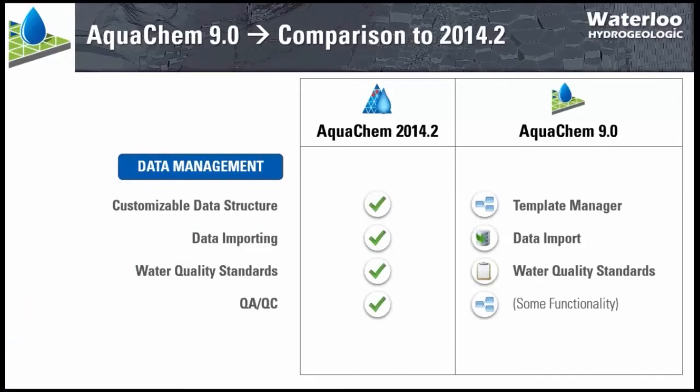In terms of comparisons to previous versions of AquaChem, we've added in the main components and showing which features have been ported over from AquaChem 2014 to AquaChem 9. So in the case of data management, we have most of the functionality ported over. There's some limited ability for the QA/QC to work with the template manager. We will be adding a little bit more functionality in future releases.